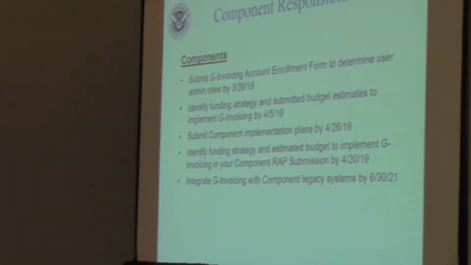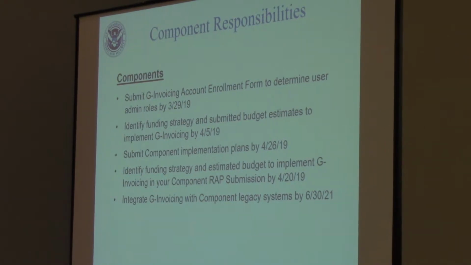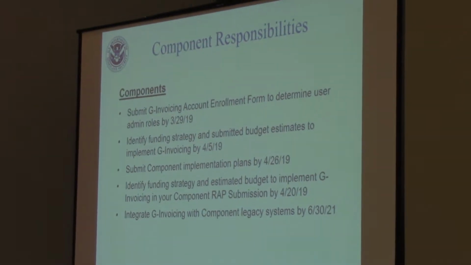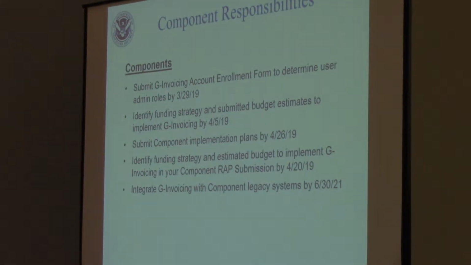So far, components have been responsible for submitting G-invoicing account enrollment forms that were due in March. Agency implementation plans and attachment A templates have been received from most DHS components, as well as we have identified your budget funding strategy should have been included in your RAP submissions for the 21 submission that has already been submitted. And components are responsible for integrating G-invoicing by June 2021.